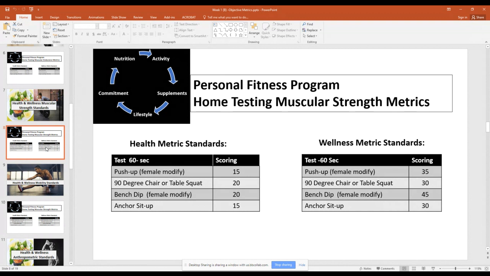Then we're going to do a chair or table squat. And when I say table, I mean like a coffee table or like an ottoman. And so you're going to sit down and stand up, touching the butt to that chair or table for 60 seconds. Again, all these patterns are for 60 seconds.